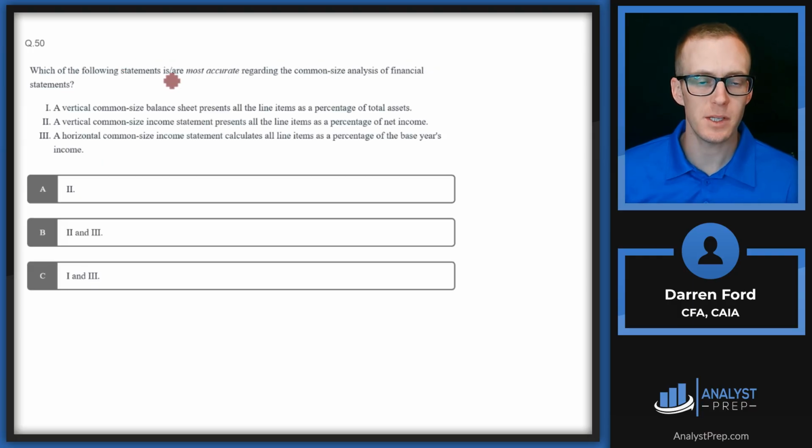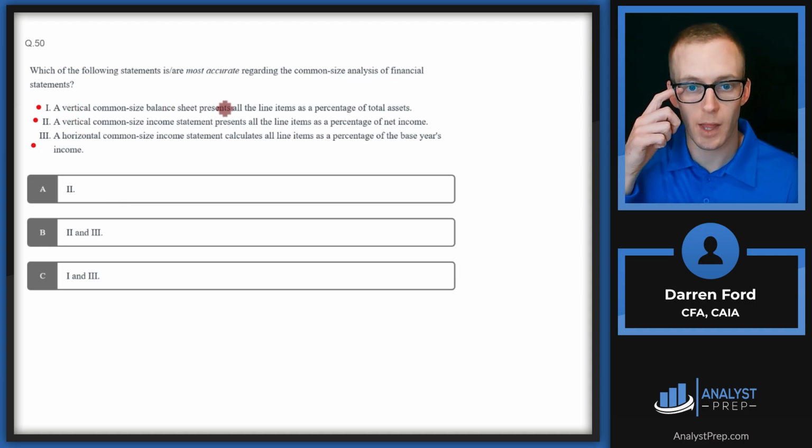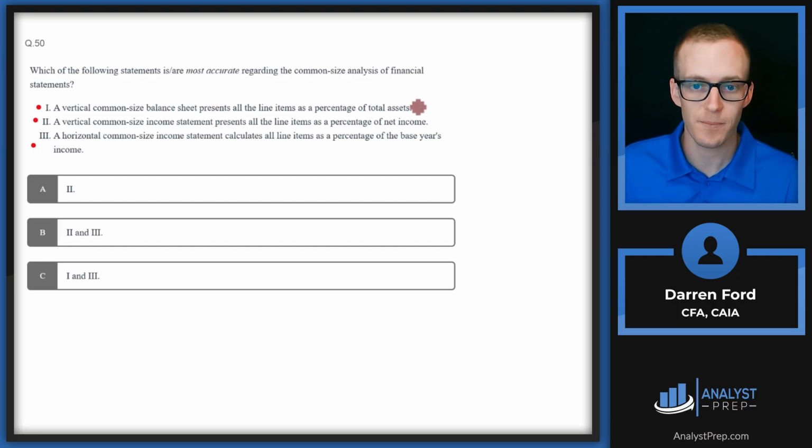Answer B. Which of the following statements is or are most accurate regarding the common size analysis of financial statements? So we've got 1, 2, and 3, and then we need to determine which of these are good and accurate. So we've got 1, a vertical common size balance sheet presents all the line items as a percentage of total assets. That is good and correct. And I don't have much to add there other than that's describing what a vertical common size balance sheet presents. 2, a vertical common size income statement presents all the line items as a percentage of net income. That's not going to be accurate.